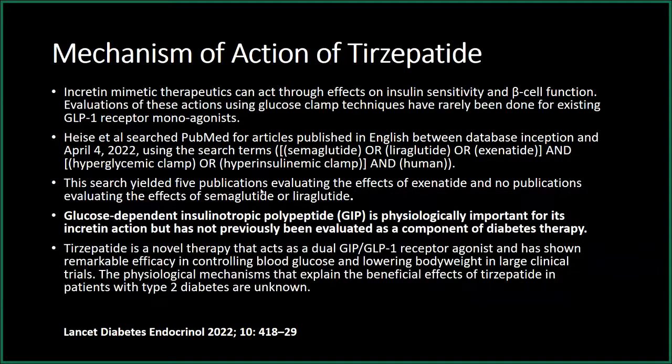This study was actually being done even before they started, as part of the SURPASS trials, but then they did the analysis, and it was published after the SURPASS results were published. So this is a very detailed study. They looked at clamp studies, comparing with semaglutide, to see what mechanism this drug, the GIP, GLP-1 receptor dual agonist, works by.